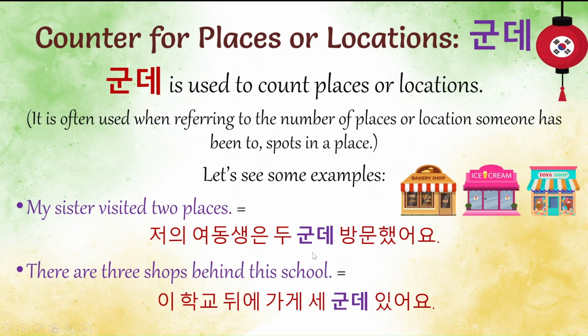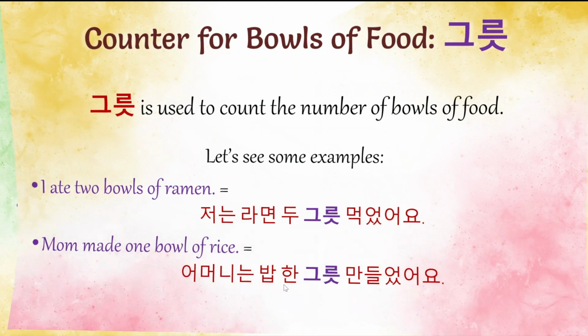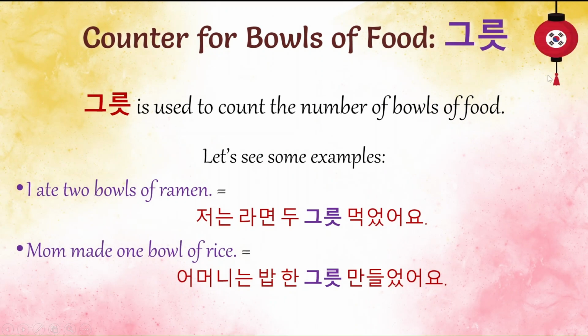So, 군데 is used to indicate the number of places someone has been to, like in the first example, or to indicate the number of spots in a place, like in the second example. Now let's look at the last counter word, that is the counter for bowls of food, and that is 그릇. So 그릇 is used to count the number of bowls of food. Let's look at these example sentences.